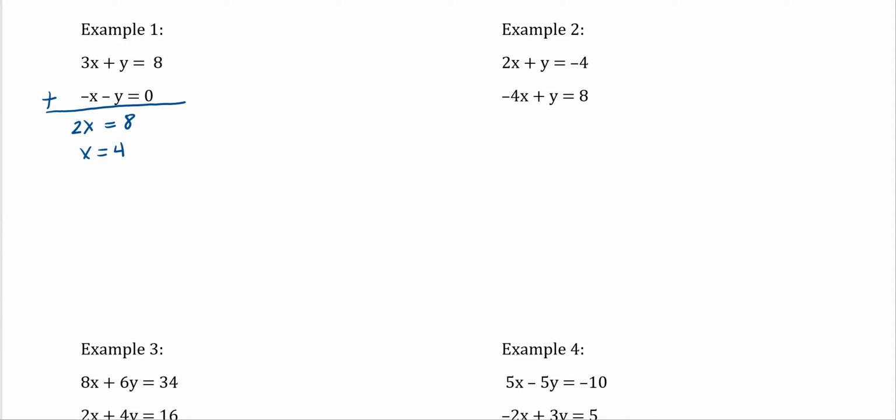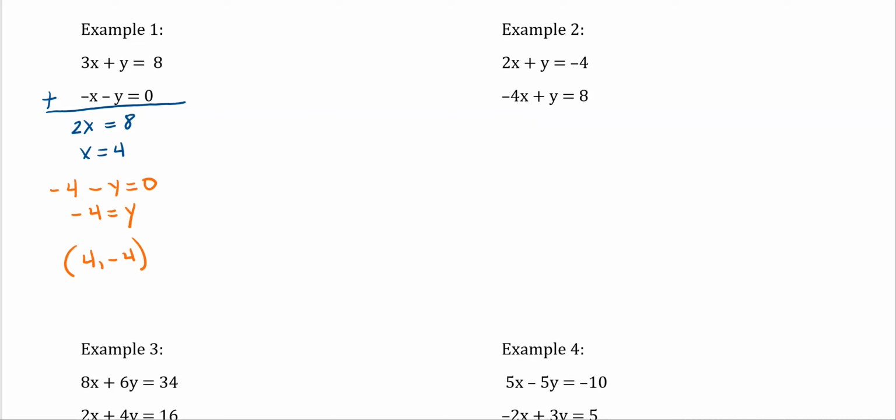Now let's substitute 4 into one of the original equations to solve for y. I'm going to substitute it in the second equation. And I can add y to both sides, so y is equal to -4. Be sure to write your answer as an ordered pair. You can always check it by substituting in 4 for x and -4 for y into the equations and make sure they are true.